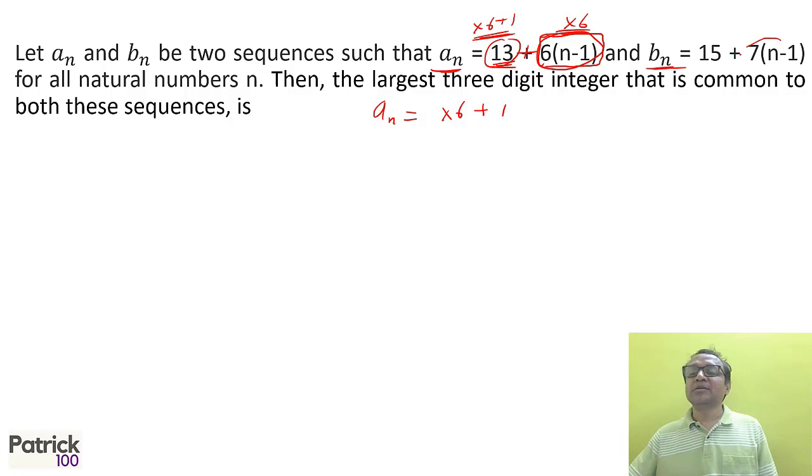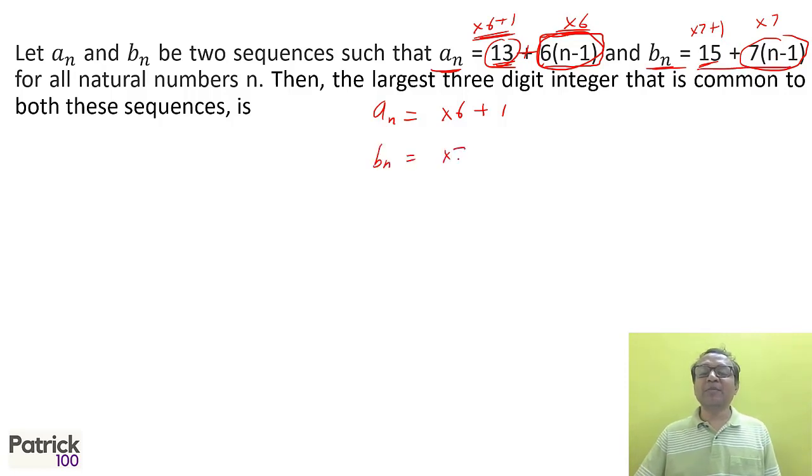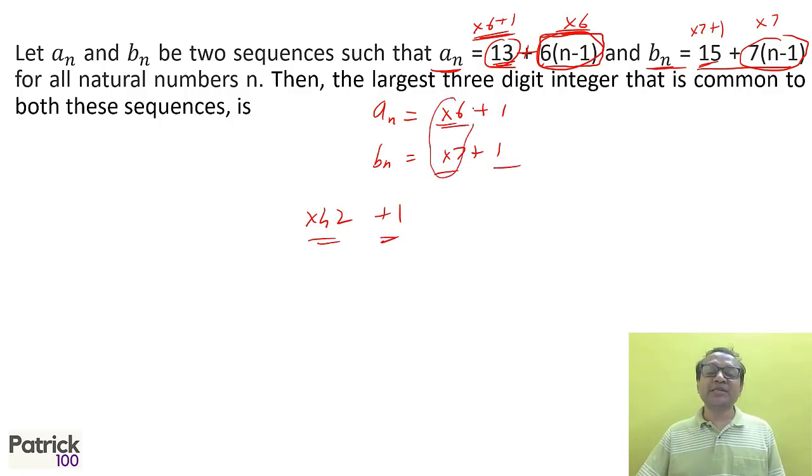Same with Bn. 7 into (n minus 1) is a multiple of 7, and 15 is a multiple of 7 plus 1. So if I combine the two, Bn becomes a multiple of 7 plus 1. Which means what is common to both these sequences will be a multiple of 42, that is the LCM of 6 and 7, plus 1. Any number which is a multiple of 42 plus 1 will be a multiple of 6 plus 1 and a multiple of 7 plus 1, where the LCM of 6 and 7 is 42.